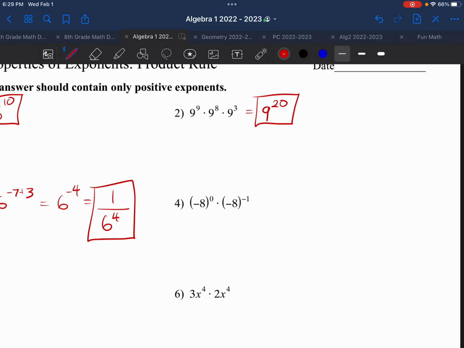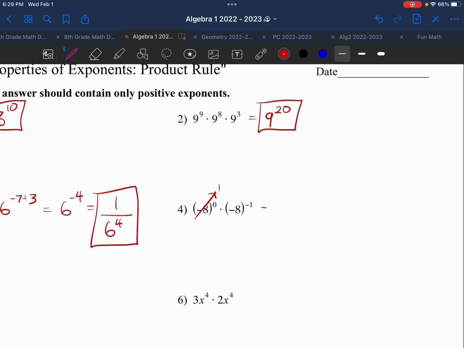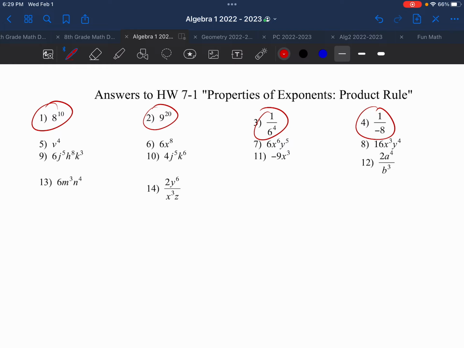On to number 4. There are 2 ways to do this one. The easiest way is to just cross off this entire term and say that it's 1, which is the equivalent of just scribbling it out and ignoring it. And I really only have to deal with this term. I'm basically done. The only problem is I have a negative power and I need to flip it. So this is going to be 1 over negative 8 to the power of positive 1, which is really just 1 over negative 8. And there's my final answer. Let's check the back. 1 over negative 8 is indeed correct.